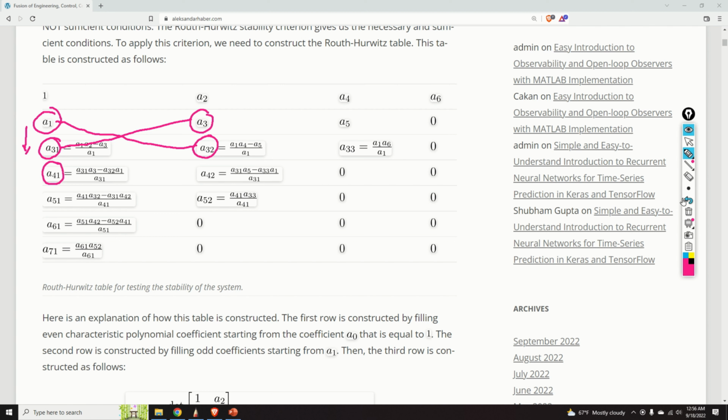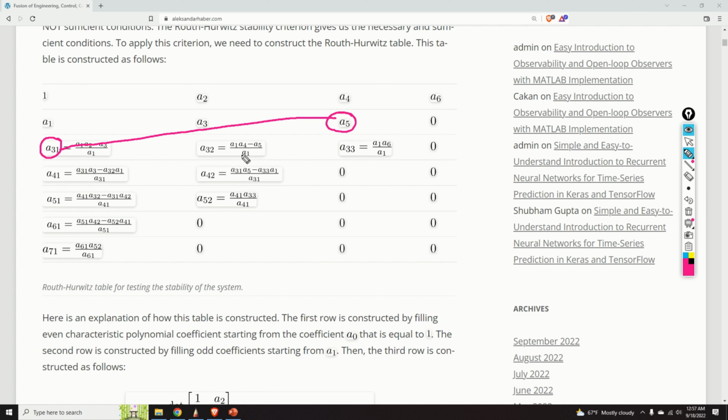Okay, that's easy. But how about this coefficient, A42? Again, the principle is the same. We take A31, we multiply A31 by A5, then we place a minus sign and take A33 and multiply A33 by A1 and divide the result by A31. And you can see it over here. So A42 is A31 multiplying A5 minus A33 multiplying A1 divided by A31.